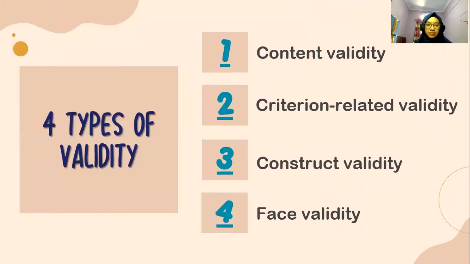There are four types of validity. First, content validity. Second, criterion-related validity. Next, construct validity and face validity. Let's see the first one.